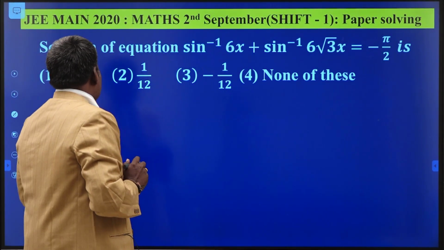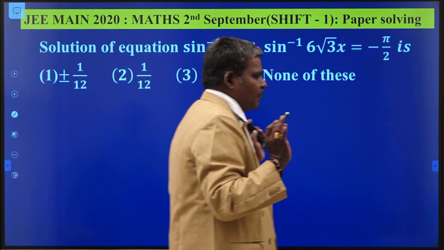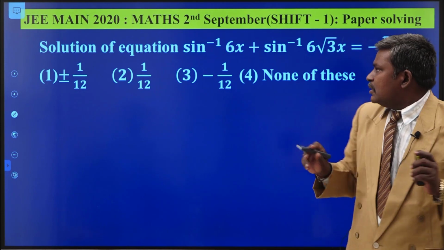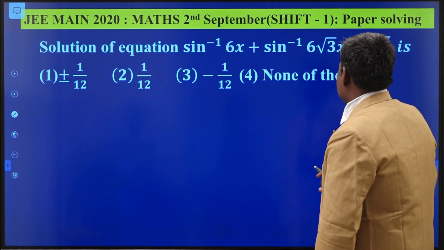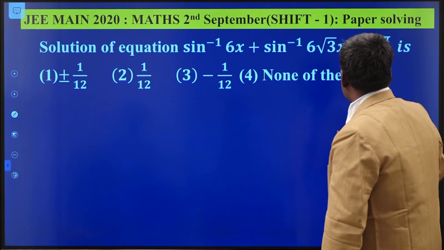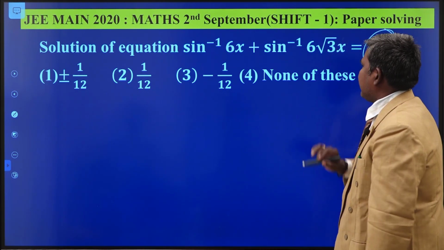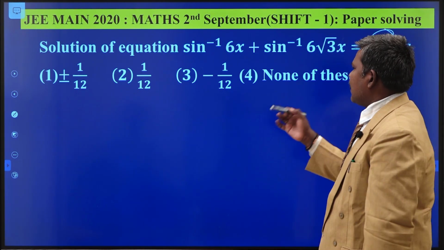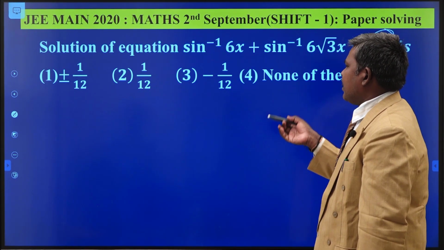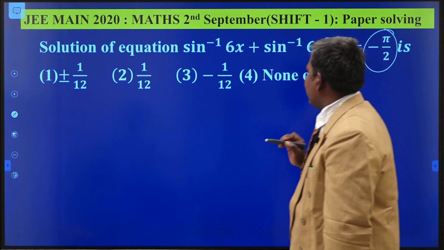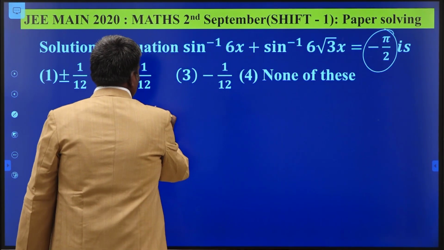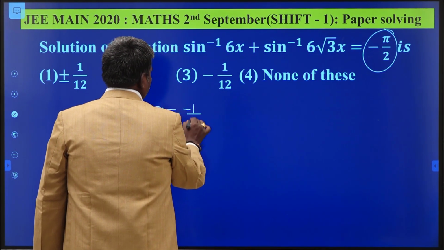See this question. By looks itself you can find the answer. What is the question here? The solution of the equation sin⁻¹(6x) + sin⁻¹(6√3x) = −π/2, not π/2. The options are ±1/12 itself, they are given to you. By verification I am going to take x = −1/12.